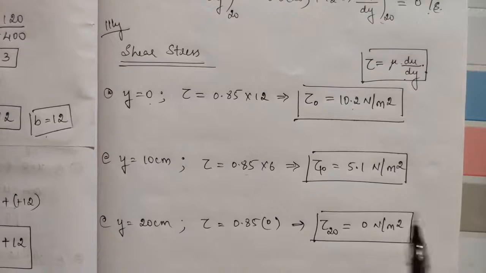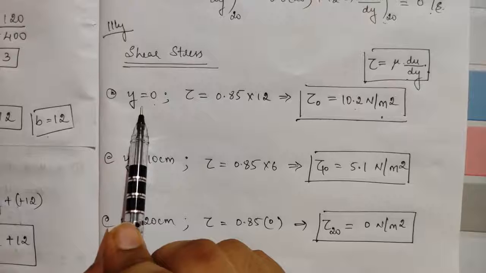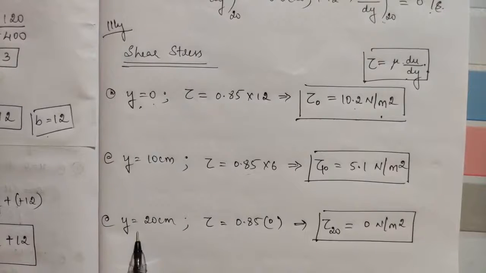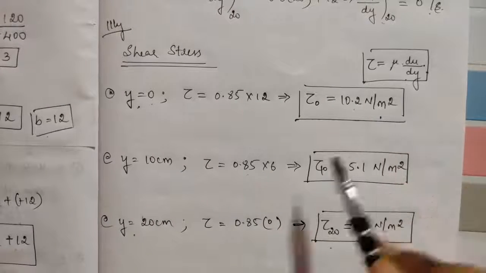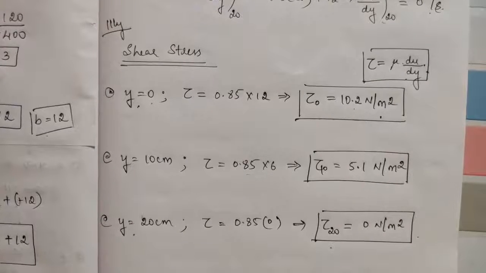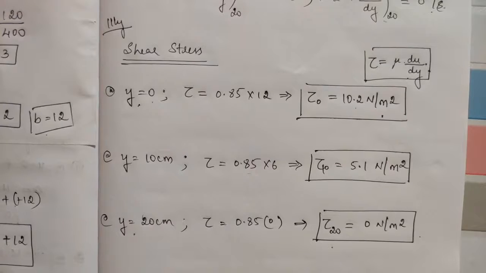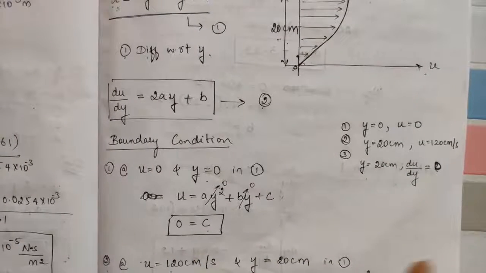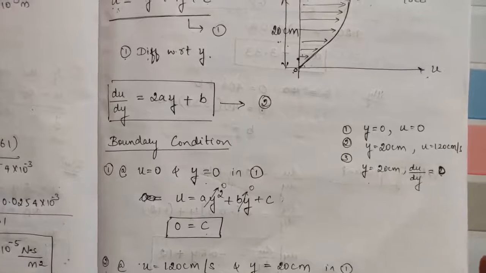Okay, so shear stress is maximum at y equal to 0. At y equal to 20 centimeter, the shear stress is 0 Newton per meter square. So as distance increased, the shear stress decreased. Keep it in mind. So this was about today's class session. If you want, I can revise this once again. Who don't want, they can exit the video.